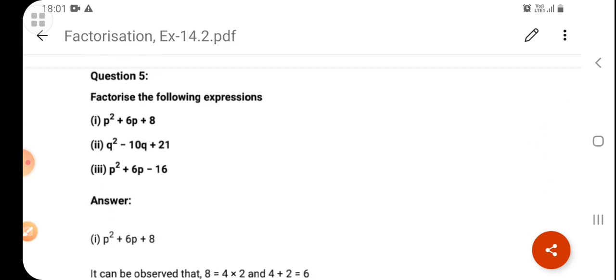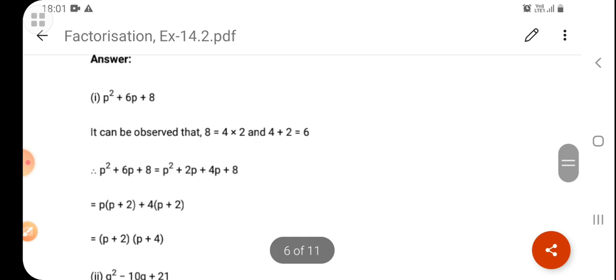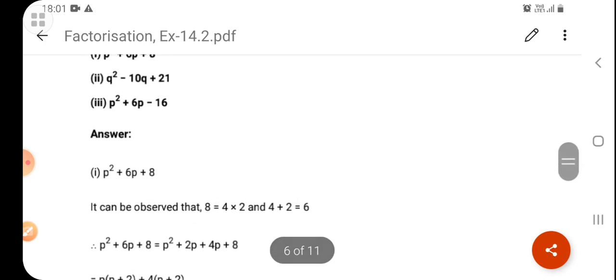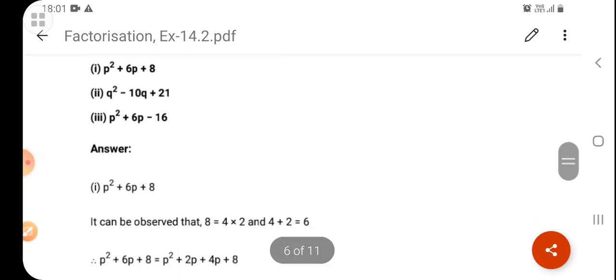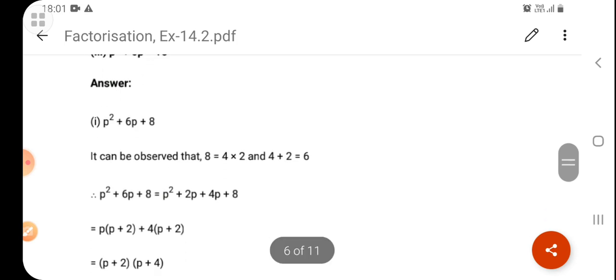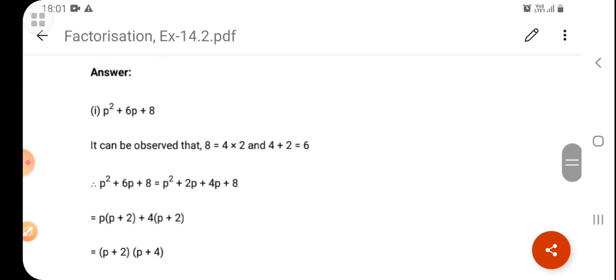Factorize the following expressions: p square plus 6p plus 8. So you can see here it is in the form of a plus b whole square, but here the 8 is given, the b is complex. So here we will use the middle term splitting. We will split the middle term 6p into 2p plus 4p. Its addition is 6p and its multiplication is 8p square.